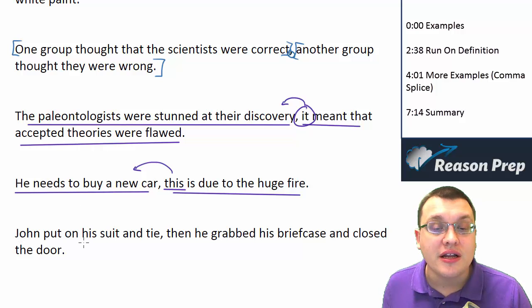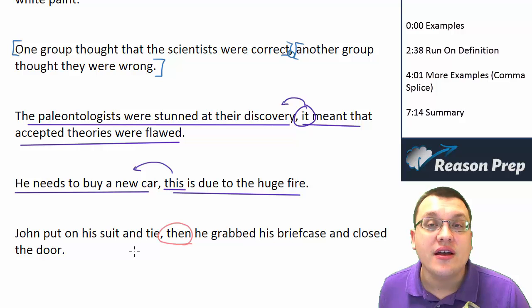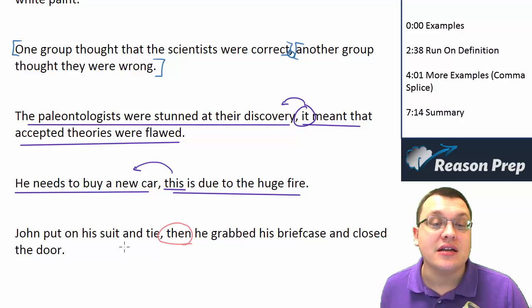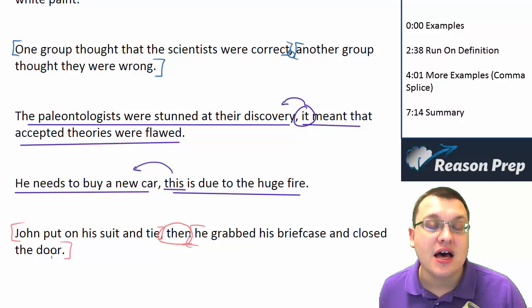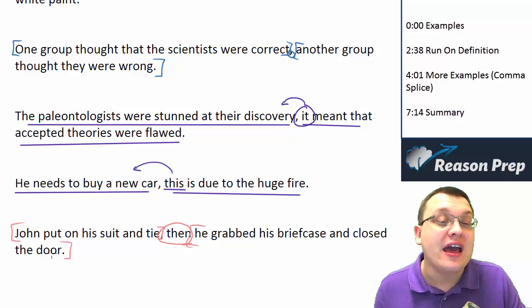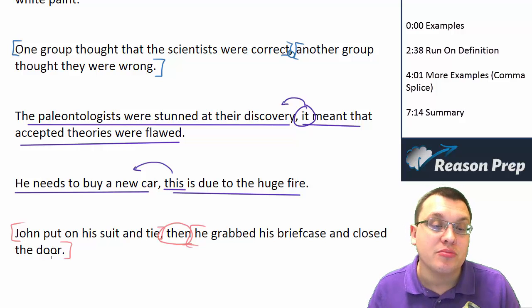Last one. John put on his suit and tie. Then he grabbed his briefcase and closed the door. Like we saw previously, then with a comma is not a proper way to connect two complete sentences. Even if we're showing the sequence of events, it's not, as we'll see in a second, one of the fanboys conjunctions. It's not one of the words we can use to connect two complete sentences.